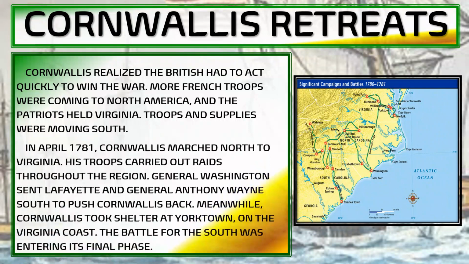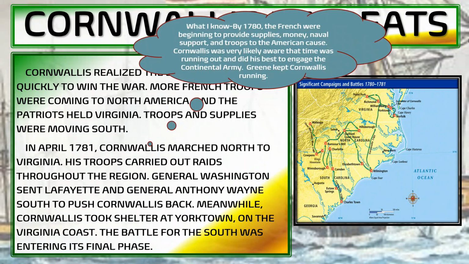Things are looking good. In April 1781, Cornwallis marched north to Virginia. His troops carried out raids throughout the region. General Washington sent Lafayette and General Anthony Wayne south to push Cornwallis back. Meanwhile, Cornwallis took shelter at Yorktown on the Virginia coast. The battle for the South was entering its final phase. And if you look at this and you're going, hey, this doesn't look good for the British, you would be correct.